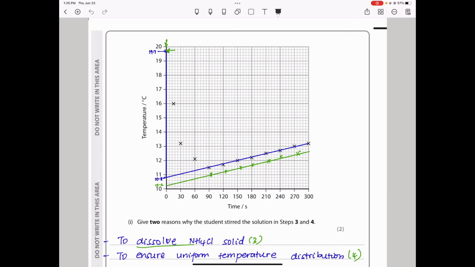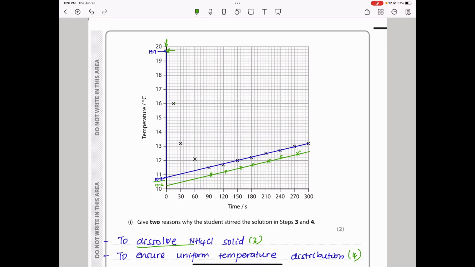But this initial decrease was due to the reaction taking up the heat from the solution in order to be facilitated. So what you have to do is draw a straight line through the first initial points, and then draw another straight line through the other points. We call this the line of best fit, and where these two lines of best fit meet, that is the point at which the reaction was stopped.